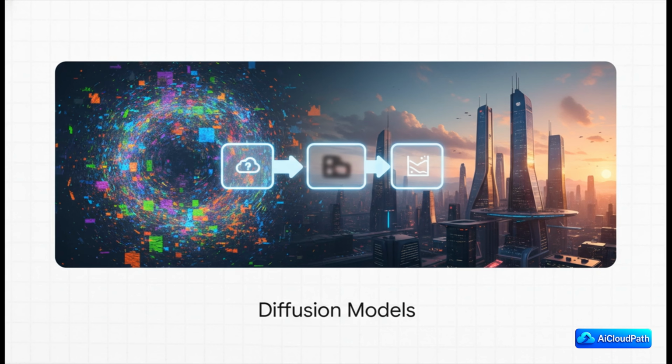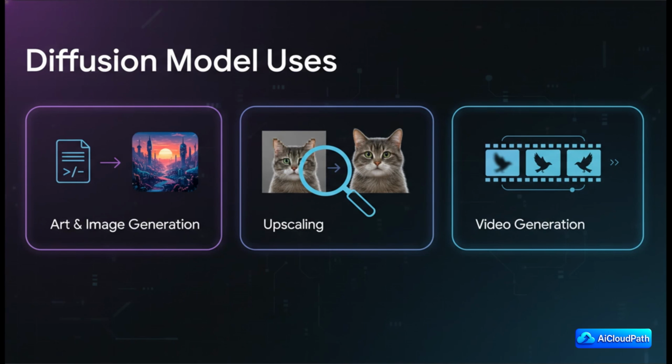This unique method is exactly why diffusion models are so mind-blowingly good at generating photorealistic and highly detailed art right from scratch. And their use goes way beyond just creating cool art. They're used for upscaling low-resolution images to make them sharp and clear, and even for generating video. This is a game-changing capability in industries like gaming, marketing, and media, anywhere that high-quality visuals are everything.